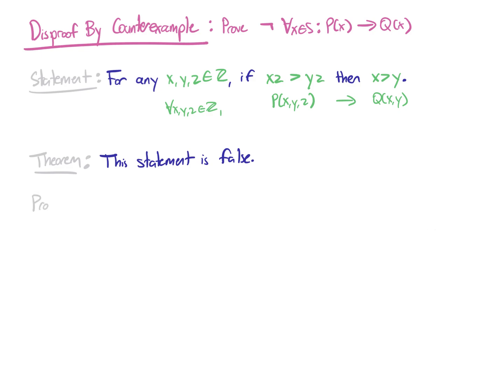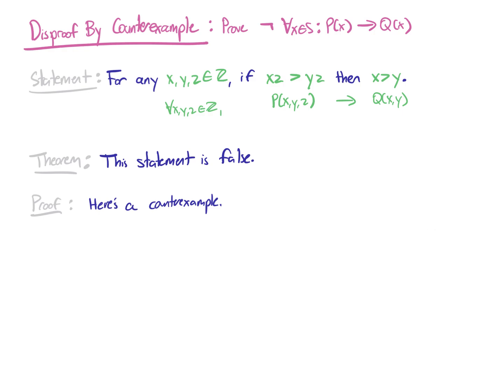Proof. Let's start. Here's my proof. I'm going to prove by counterexample. So if you prove by counterexample, you start by saying, here's a counterexample. What I'm looking for in a counterexample is a setting, a choice of x, y, and z that makes the first part true, but the second part false. So I'm going to show the antecedent is true, but the consequent is false.